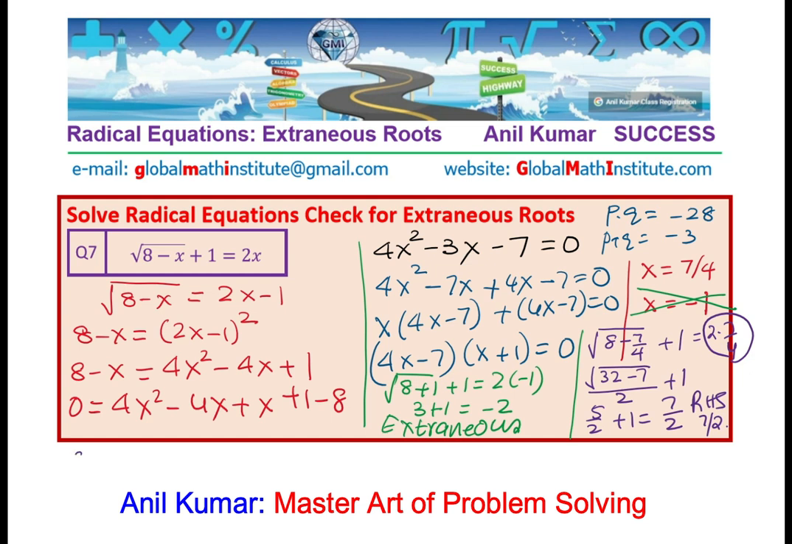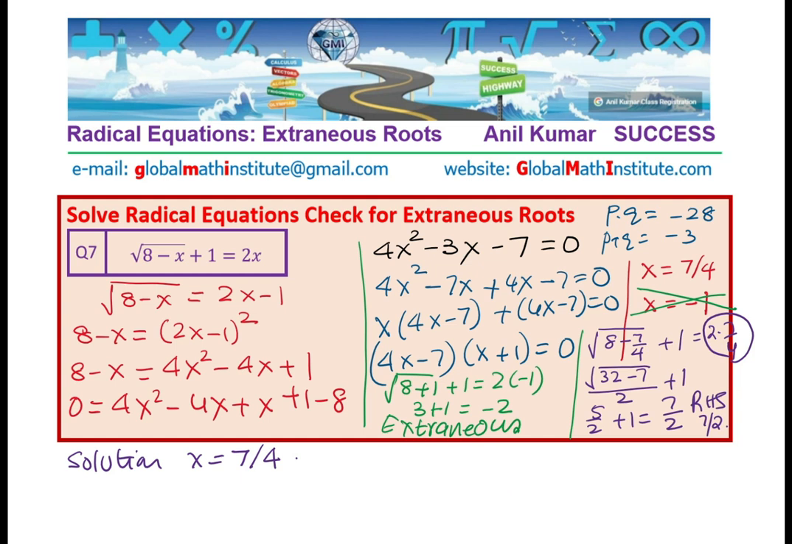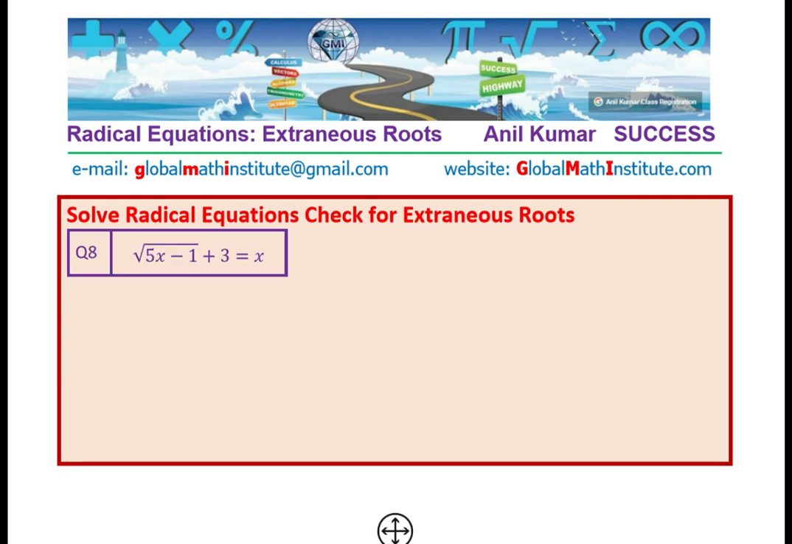So we see that the solution for this is x equal to 7 by 4. Is that clear to you? Because 7 by 4 makes both left side and right side equal. And x equals to minus 1 is an extraneous root. So I hope that is absolutely clear. Perfect. Now let's take the next question, which is question number 8.